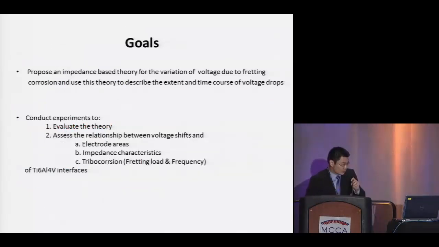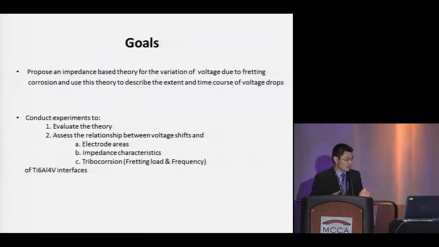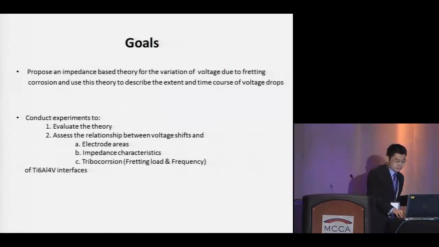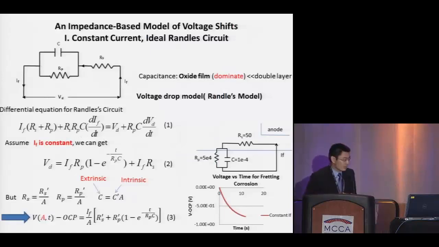So here come the goals of our study. In this study, we will propose an impedance-based theory, and we will use this theory to predict the extent and time course of voltage drop during fretting corrosion. And then we will conduct experiments to evaluate this theory. In detail, we will evaluate the relationship between voltage shifts and the electrode areas, the impedance characteristics, and the fretting corrosion conditions. So first, let's talk about our theory.